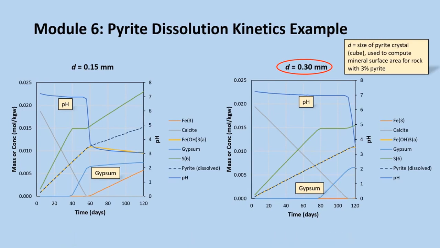The simulation results shown on the right are for a model with pyrite consisting of 0.3 millimeter cubes on a side, and thus offering a lower specific surface area. The same sorts of reactions occur, but they are delayed to a later time owing to the slower rate of pyrite oxidation.